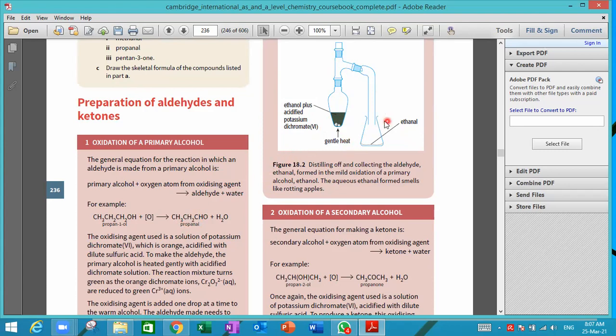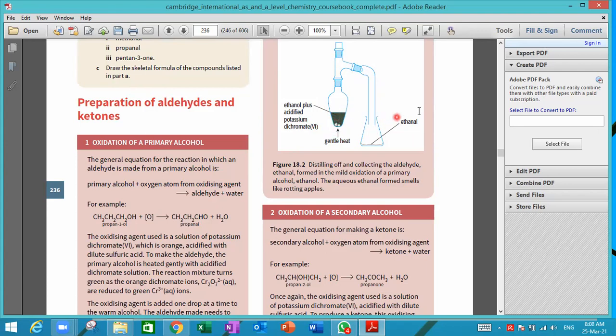If we want to obtain the aldehydes only, we don't have to heat for a long time. As we said before, heating under reflux means heating for a long time. We don't have to do that when we want to obtain the aldehyde. We have to do gentle heating only, and we would condense the vapors coming out to form the aqueous ethanal at once. As I told you, we don't have to make heating for a long time or strong heating, just gentle heating.